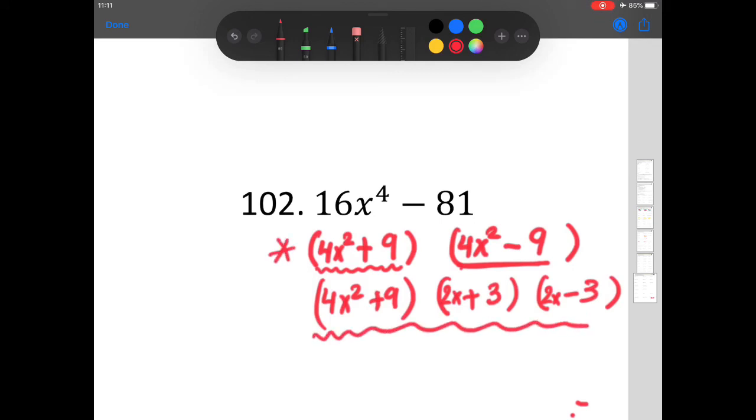If you left it up here, this will not be factored completely, and if it was a multiple choice question and you picked this answer, you would be wrong. It's not, because it always will want you to factor completely. Okay, so please make sure we always check our binomials, our trinomials, to see if they can be factored further.